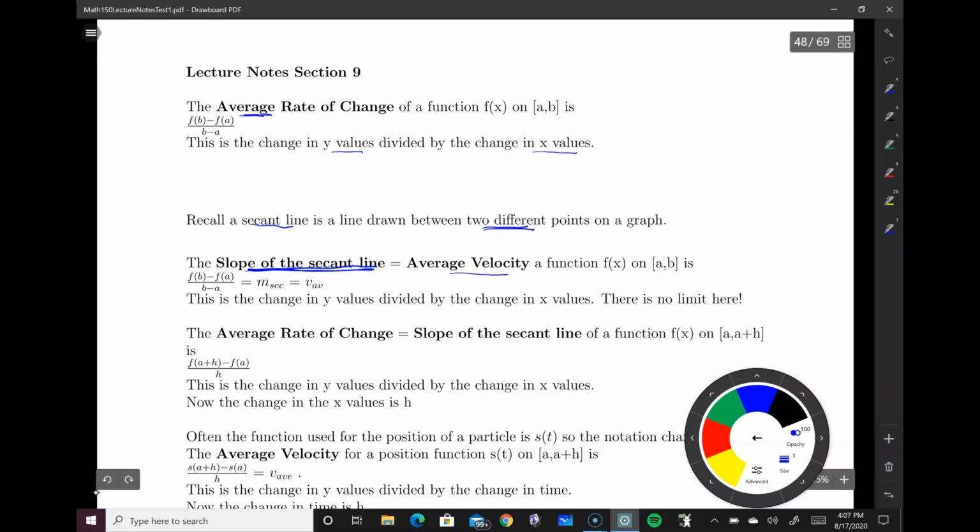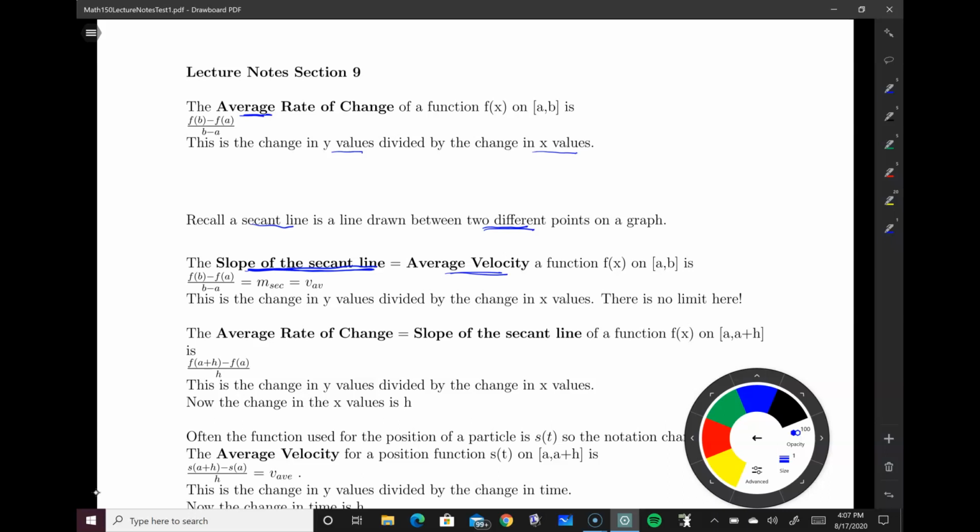And that's the same as saying average velocity, change in distance over change in time. Like f is given to give you the function where the position of an object is, change in distance over change in time. So both of these things mean the same thing.